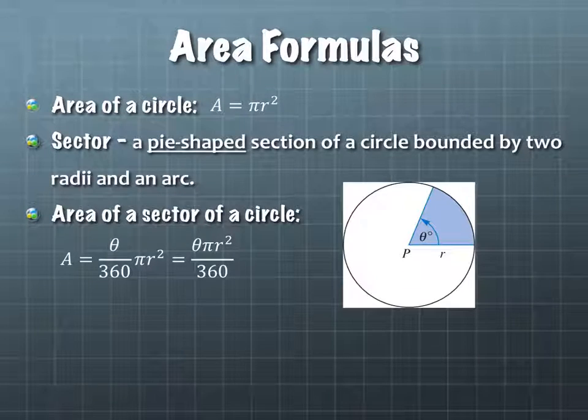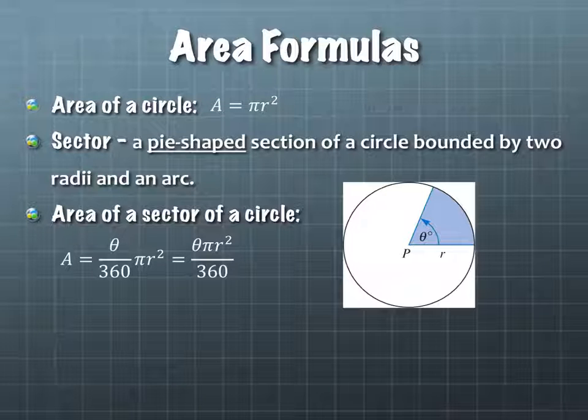All right, the area of a circle formula is area equals pi r squared. R, of course, is your radius. A sector is a pie-shaped section of the circle bounded by two radii and an arc. So think about a slice of cake, a slice of pizza, that's a sector.